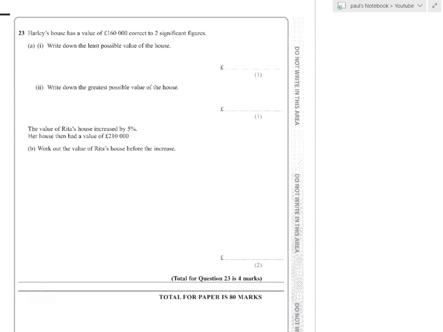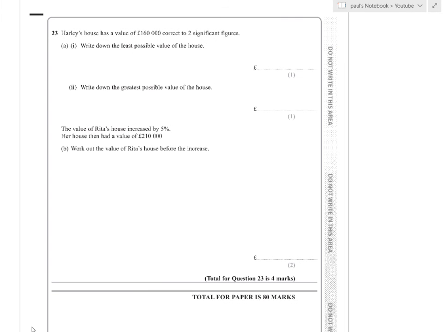Right. Harley's house. Oh, where's Harley's house gone? Hang on, come back, Harley. There you are. That's a value of £160,000, corrected to 2 significant figures. What's the least possible value of the house? So you'd think, what was the smallest number? So we'd have to have 155,000. That looks about right.